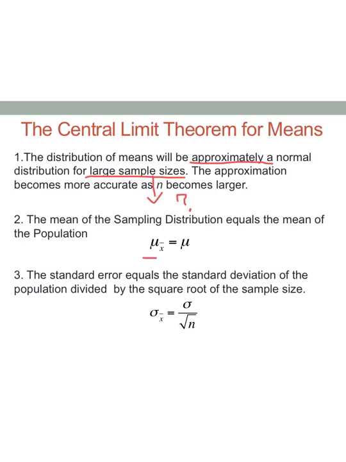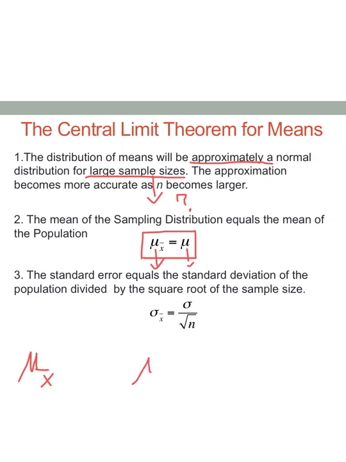And for the second part of the central limit theorem, you need to remember this formula: the mean of the sample mean. So the left side represents the mean of the sample mean, which is equal to the population mean. Okay, so this notation is the mean of the sample mean.